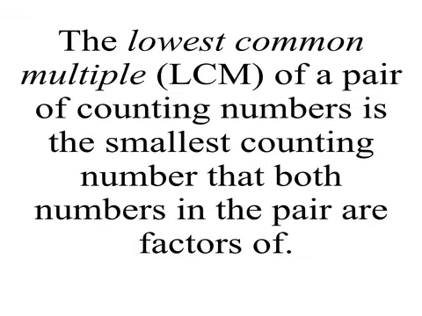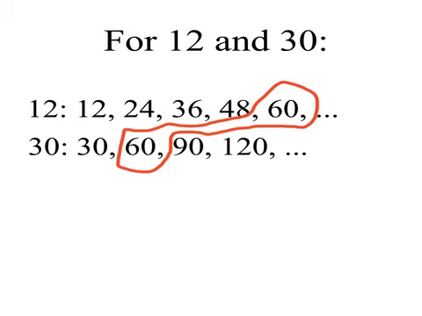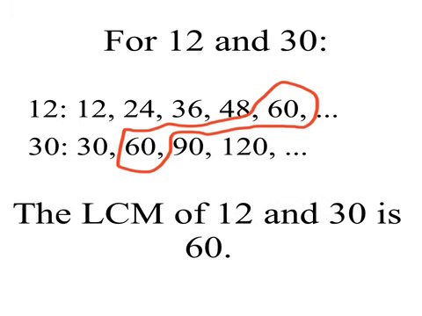The lowest common multiple, or LCM, of a pair of counting numbers is the smallest counting number that both numbers in the pair are factors of. So now we count by 12s and we count by 30s, and we're looking for a match, the smallest match, because if you went on forever, there would be infinite matches. But the smallest match is 60. So the LCM of 12 and 30 is 60.